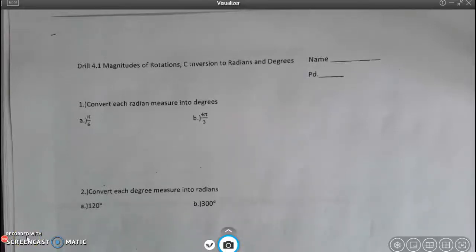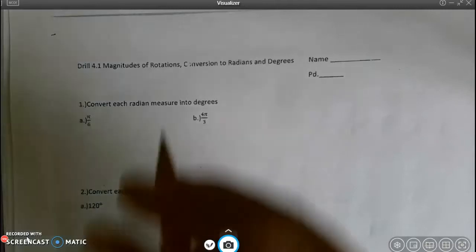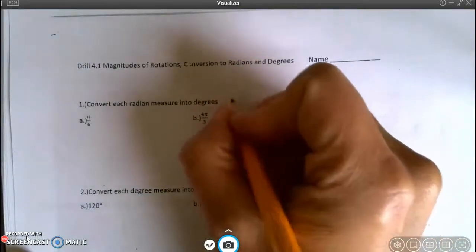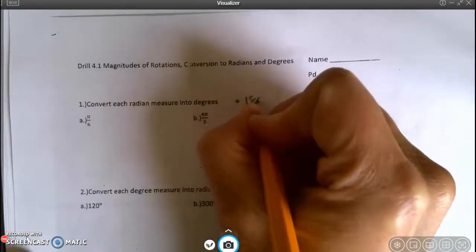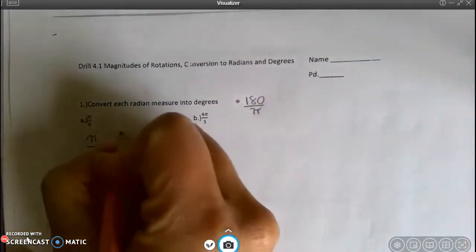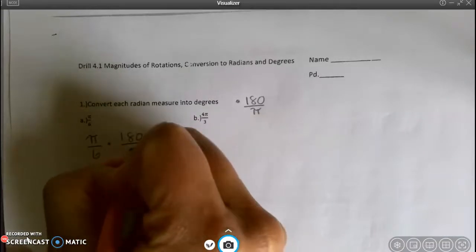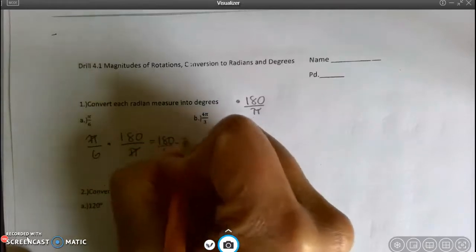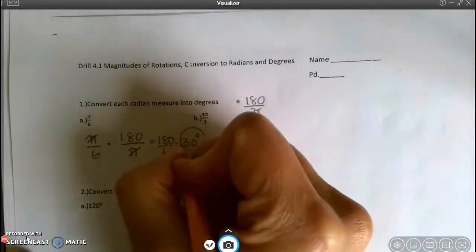Lesson 4.2, this is the review drill that starts the lesson. Convert each radian measure into degrees. We want to remember that when we're going from radians to degrees, we're going to multiply by 180 over pi. So I've got pi over 6 times 180 over pi. The pi's cancel, and I have 180 over 6, which is 30 degrees.